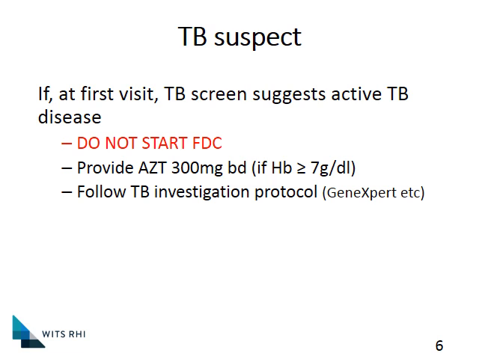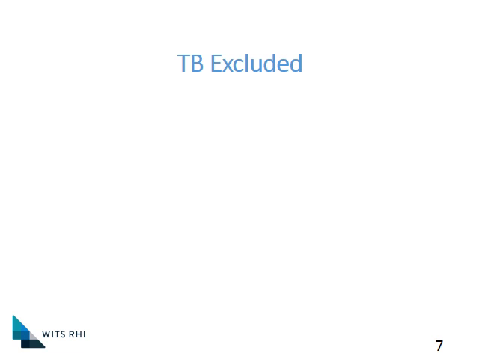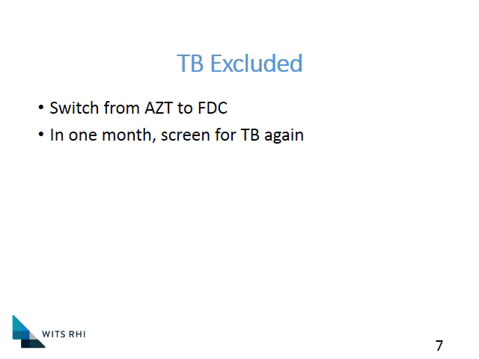And then we would follow our normal TB investigation protocol, which in South Africa still means that you'll be sending a GeneXpert to try and make a diagnosis. So let's assume the GeneXpert comes back negative. We might even have treated with a course of antibiotics, and we're fairly sure that she does not have TB. At this point, we would want to switch our AZT to the fixed dose combination, the tenofovir, emtricitabine, and efavirenz. And then a month later, you would screen for TB again.